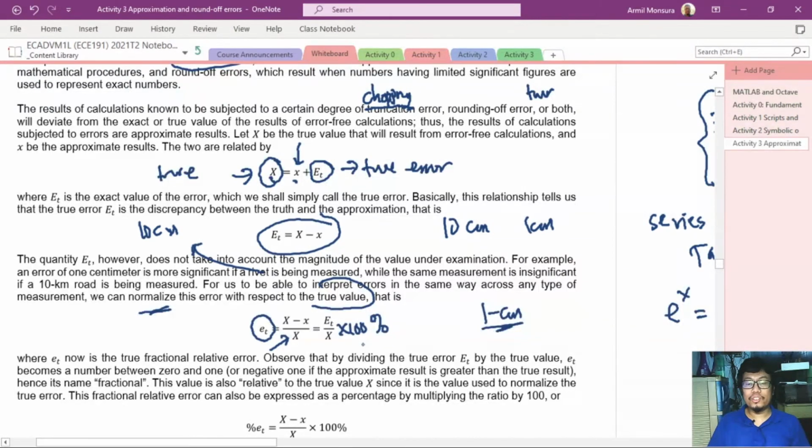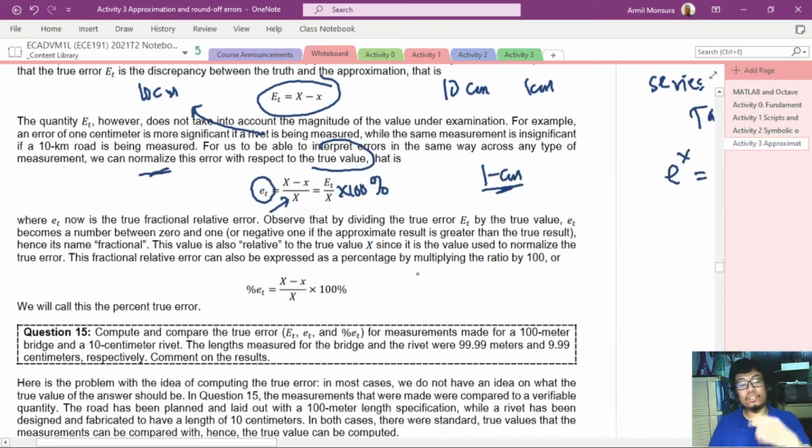Okay? So, percent true error or percent true relative error, okay, pertains to how much the approximate value deviates from the true value. Okay. There are also times that we would like to take the absolute value of this one. So that whether kasi baka mamaya yung deviation kasi mas malaki yung naging approximate value. So therefore magiging negative ito.